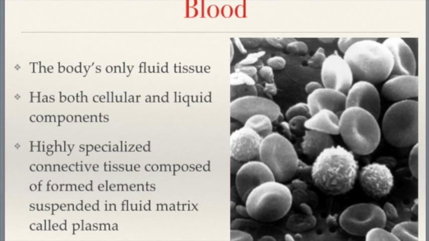So if you compare that to areolar connective tissue and dense regular connective tissue that relied heavily on these different types of fibers for its structure and support, blood doesn't have that. It does have formed elements, cells, and an extracellular fluid matrix, and that's why we call it a connective tissue.